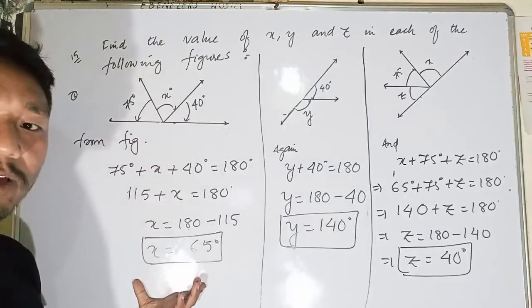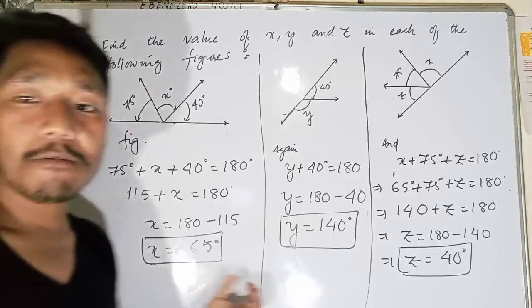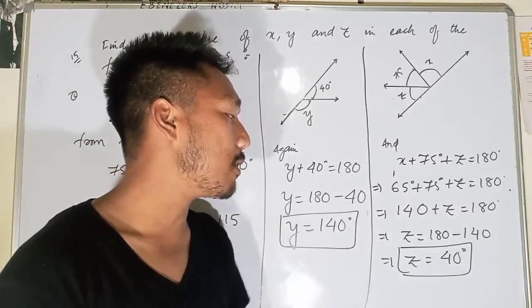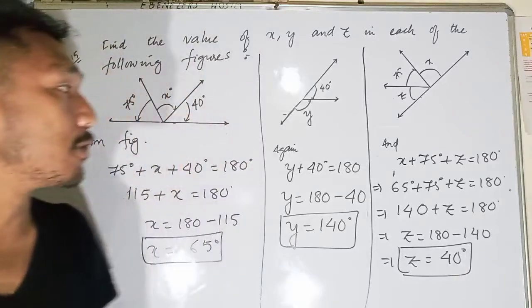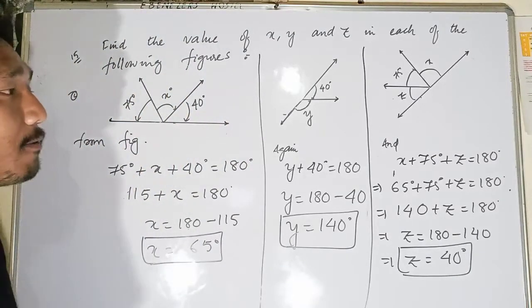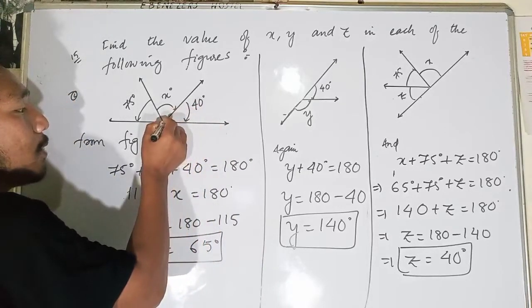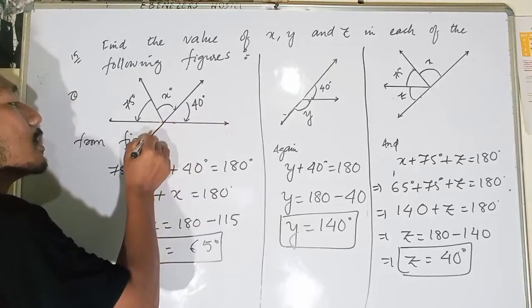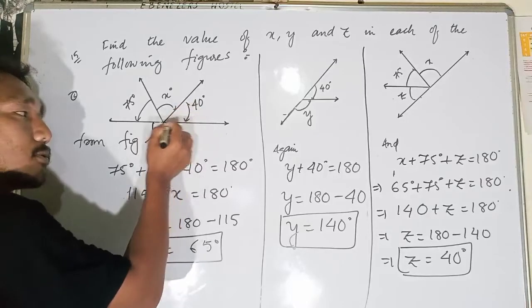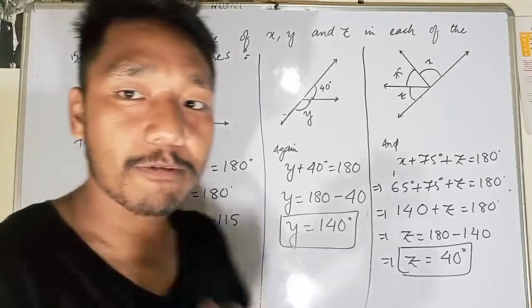We have got the value of X, that is 65. We have got the value of Y, that is 140. We have got the value of Z, that is 40. We can also say that if this is 40, then since these lines are intersecting like this, these angles and these angles are also equal. But it becomes difficult for you to understand.